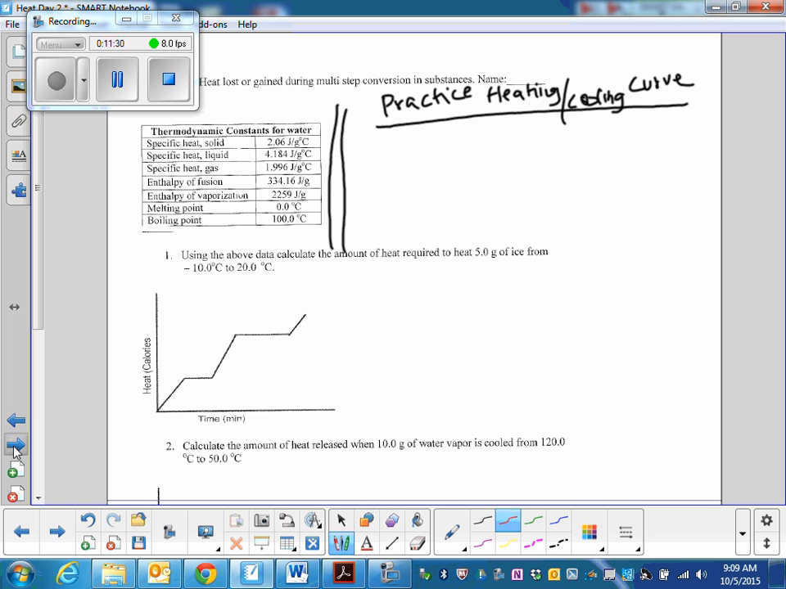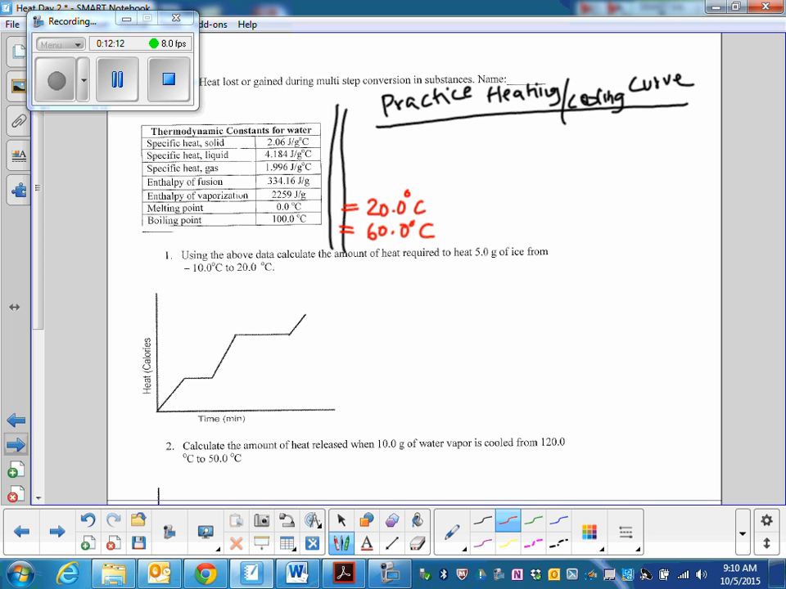So what are the 2 numbers I'm going to make up? I'm going to say the melting point, here it says 0. Is that right? I'm going to make up a new number. I'm going to say the melting point is 20 degrees Celsius. Is everybody with me? Everybody's pencil should be moving on their paper. This is the melting point, and I'm going to say the boiling point is 60.0 degrees Celsius. If I know the melting point and the boiling point, I can draw my heating cooling curve.